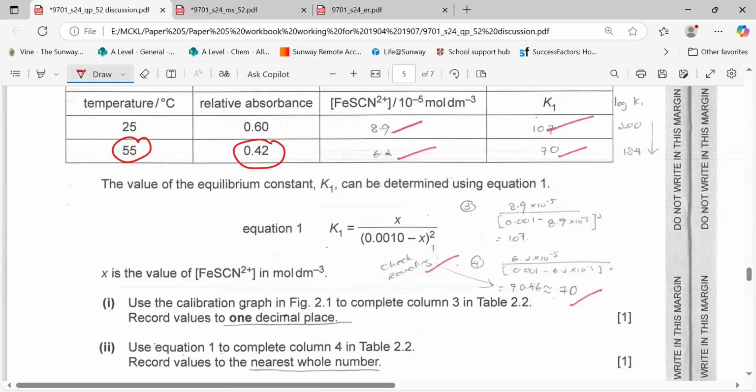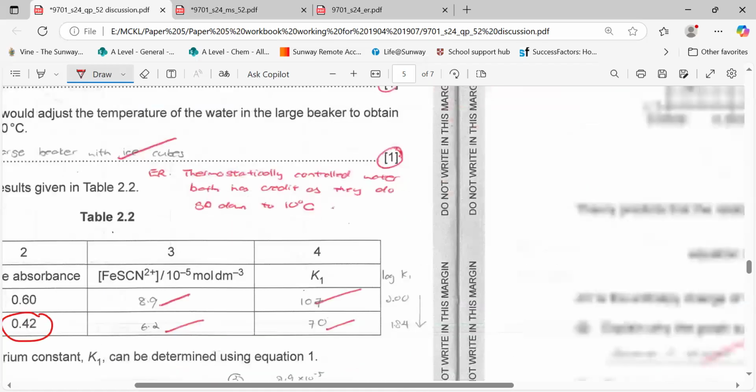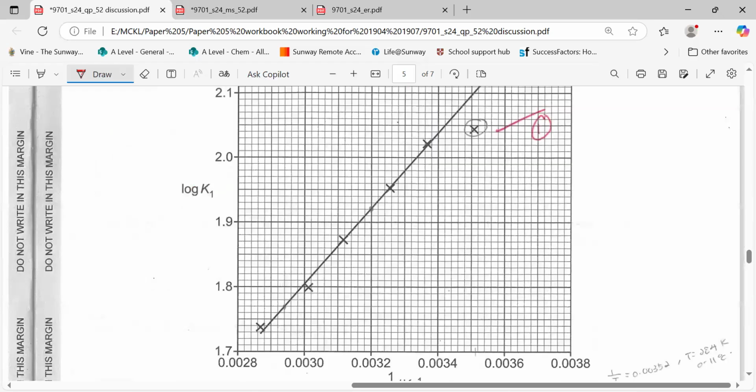The value of the equilibrium constant K1 can be determined using equation 1. This is equation 1. X is the value of iron thiocyanate in mole per dm cube. Use the calibration graph to complete column 3. We need to use the calibration graph and record to 1 dp. So 0.6 and 0.42. Shall we go and look at 0.6 and 0.42?